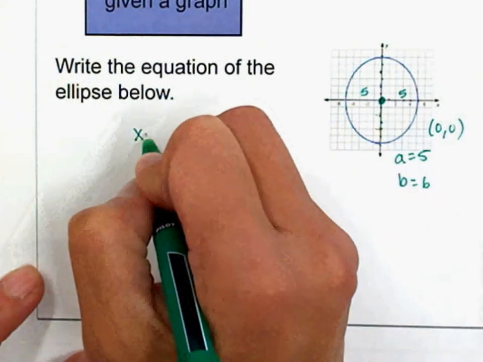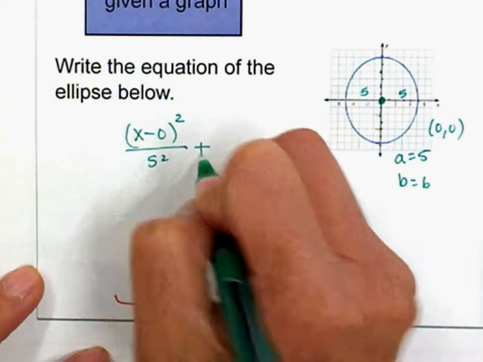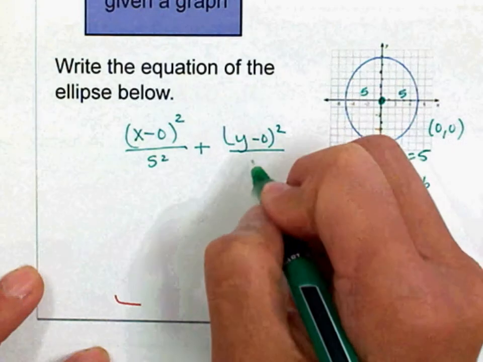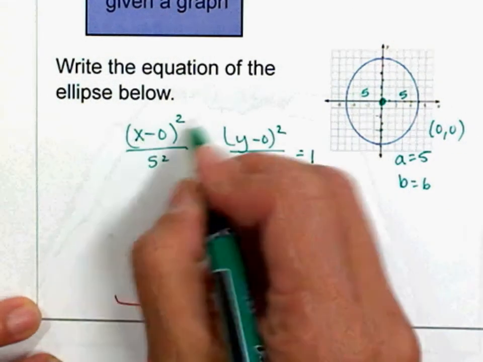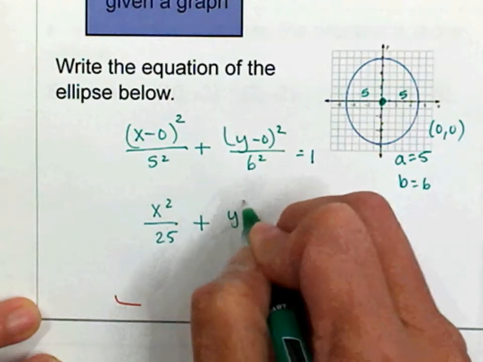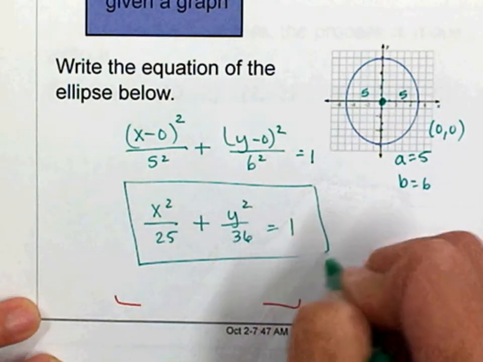Plug into my formula. X minus 0 squared over 5 squared plus y minus 0 squared over 6 squared, and that's equal to 1. Please simplify. You don't have to write the 0, so x squared over 25 plus y squared over 36, and you set all of that equal to 1.